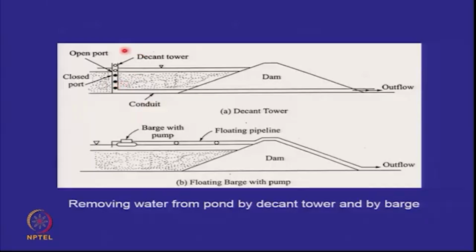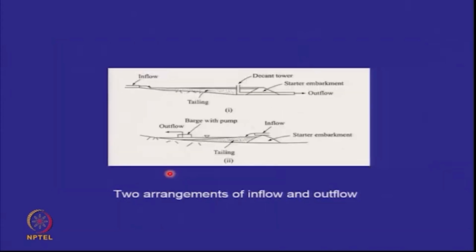So these are called fixed location decant towers. These are called mobile barges. And you can see 2 arrangements here. If this is a side hill impoundment, this is the embankment. There can be a decant tower here, inflow pipeline here. The port is open at this level and the water is flowing out. In the case of a floating barge, your inflow can be here. Water will assemble here and you can pump it out.